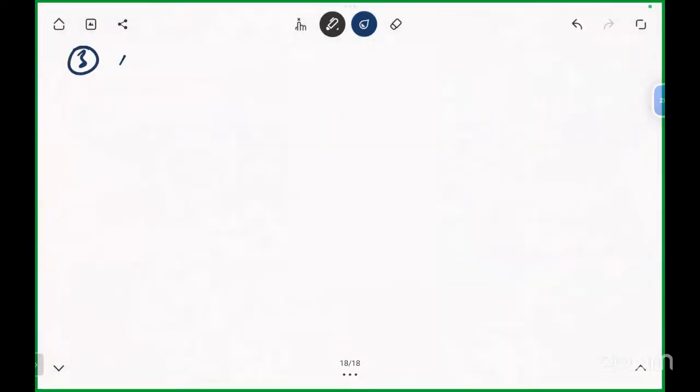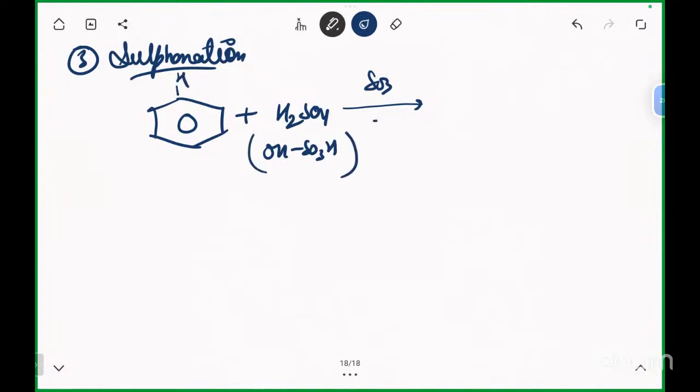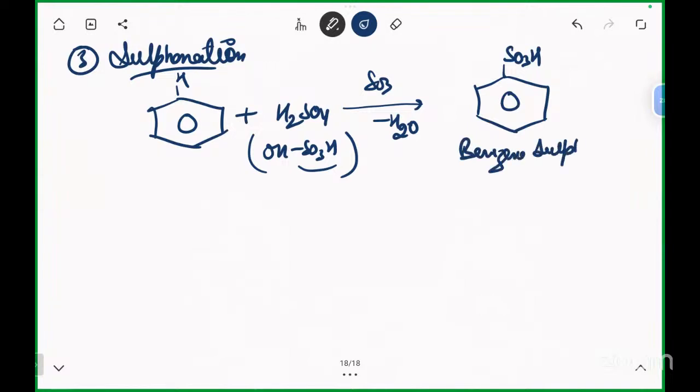Third thing, sulfonation. Benzene can react with H2SO4 in the presence of SO3. We can write it as HO-SO3H. Again, this H will take the OH, give out a water molecule, and the remaining SO3H goes over the benzene. This is called benzene sulfonic acid. Conversion: benzene to benzene sulfonic acid.